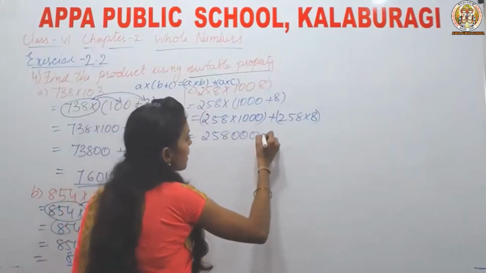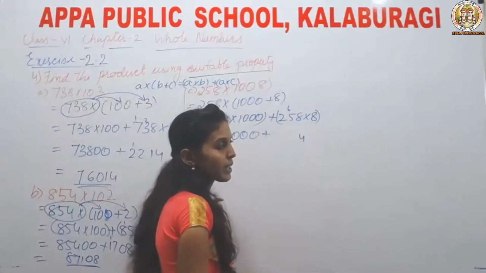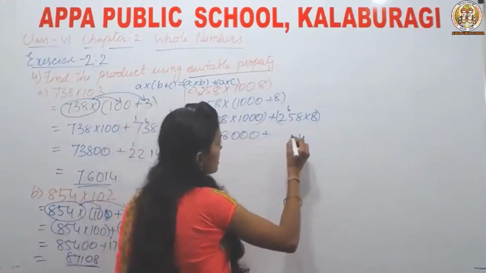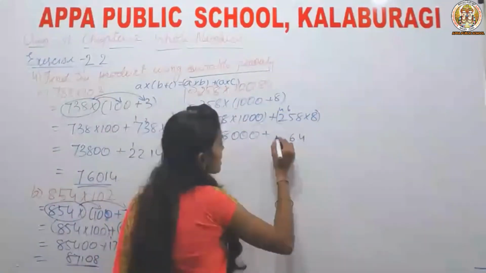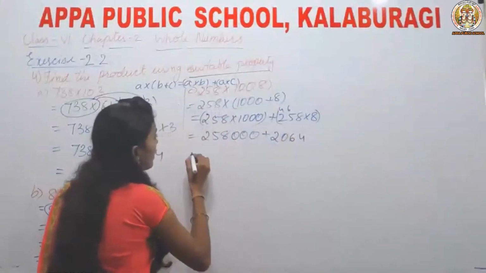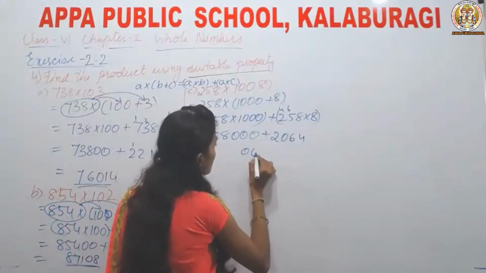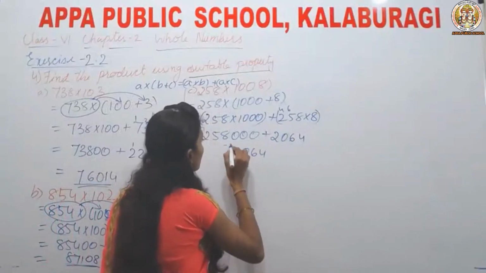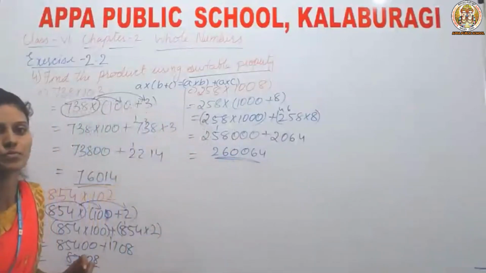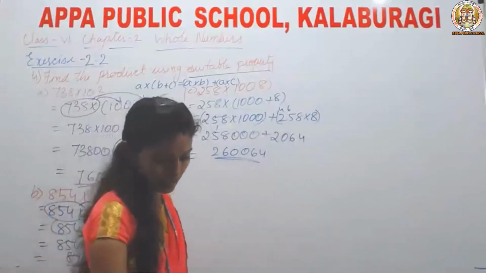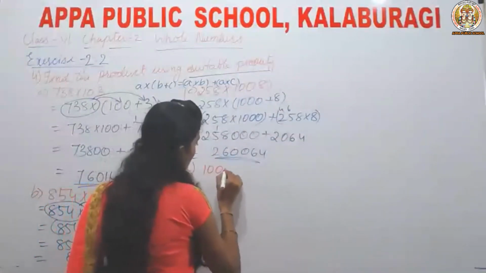So 258 into 8, 8 8s are 64, 8 5s are 40, 40 plus 6, 46, 4 carries, 8 2s are 16 plus 4, 20. Now add it. 3 zeros, so last 3 digits will be as it is. 8 plus 2, 10, 6 and 2, over. Fine? Yes.